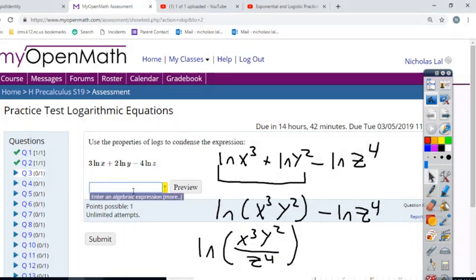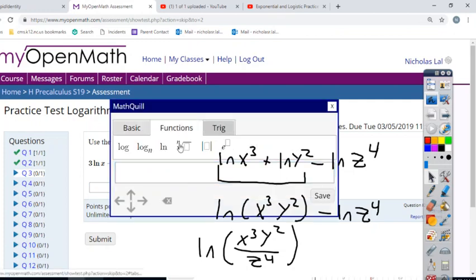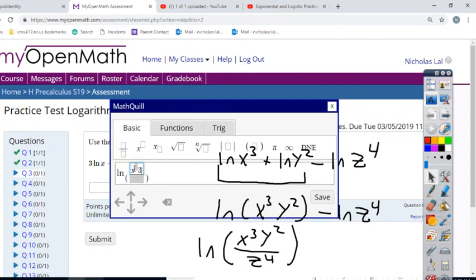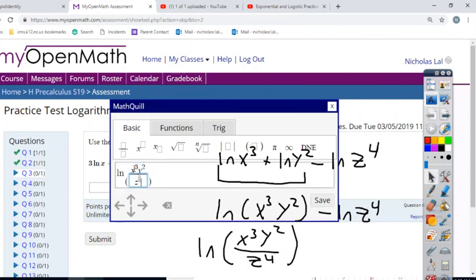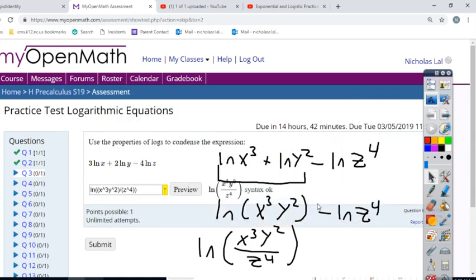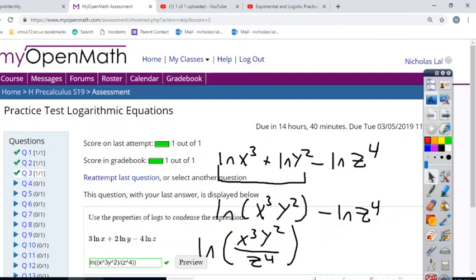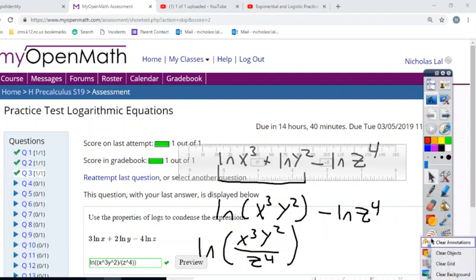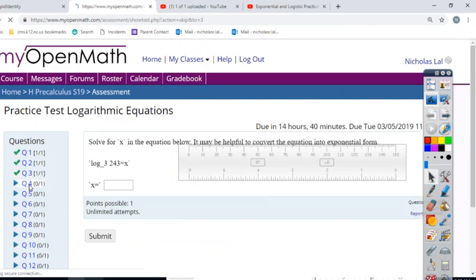condense any further. So into the equation, I write the natural log of x cubed y squared over z to the fourth. All right, and now after that, I hit submit. I got the question right. I clear annotations and move on. Question 4.